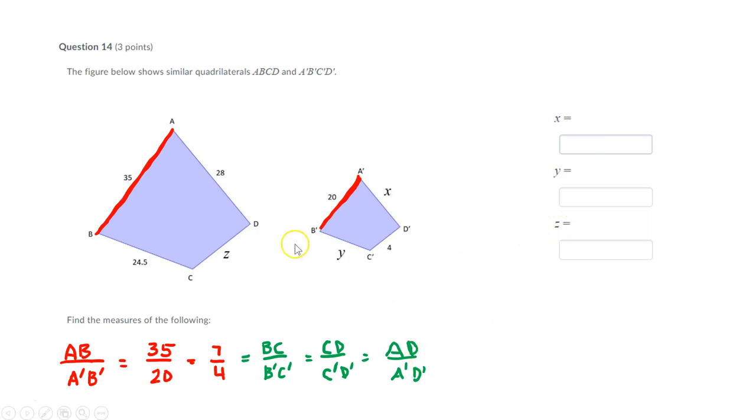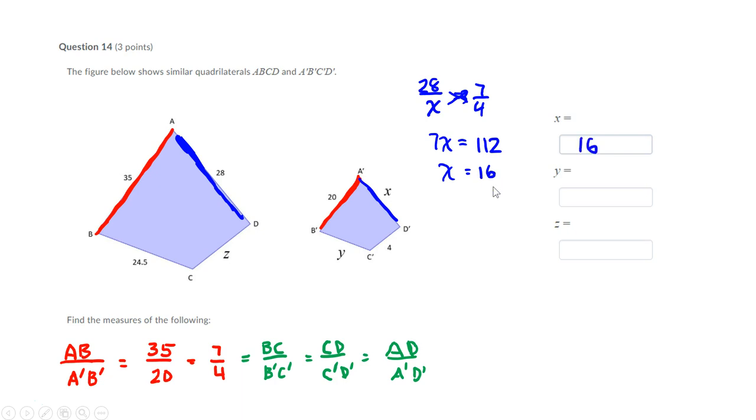So when I look for x, x is A prime D prime. So I'm going to be using this ratio here, and know that should equal 7/4. So 28 over x should equal 7 over 4. I do some cross multiplying. I get that 7x equals 112, which means x equals 16. So x would equal 16.